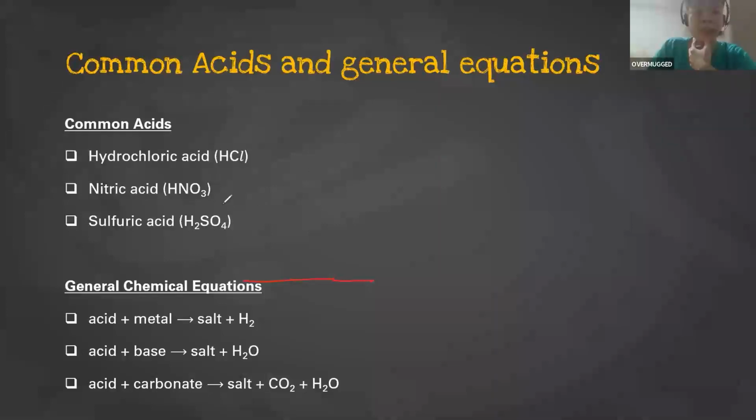Hydrochloric acid, nitric acid, and sulfuric acid. And then you have the general reactions of acid. What can acid react with? Metal, base, and carbonate. When acid and metal react together, you get a salt and hydrogen gas. This is a gas. When acid plus base, just now I mentioned base is metal oxide or metal hydroxide, you are going to get salt and water. This is water, no gas over here. Acid plus carbonate, you are going to get salt, carbon dioxide gas, and water.